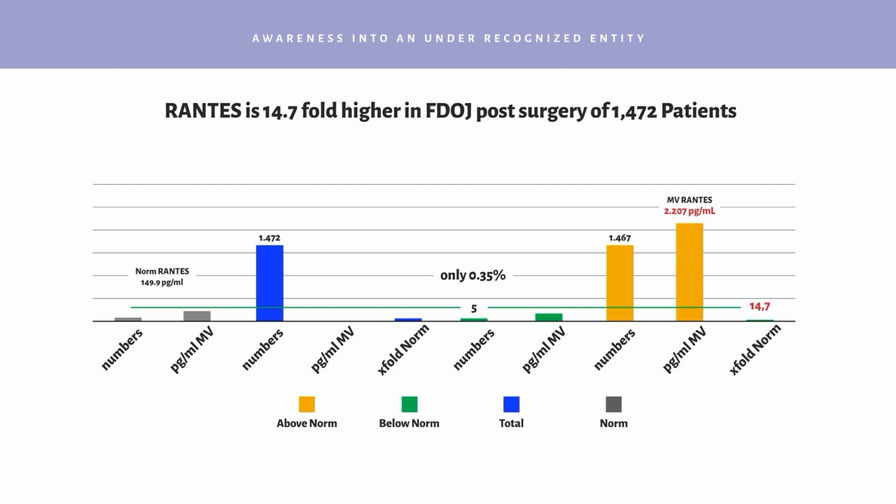1,416 of this group, all patients with chronic immune diseases, had a medium level of 2,207 picograms per milliliter. That means they had in their jawbone a consistent RANTES overexpression, 14.7-fold higher than normal. Did you know that cancer, diabetes, heart disease, strokes are all inflammation-based illnesses, and what literature can show us, most likely RANTES-based?